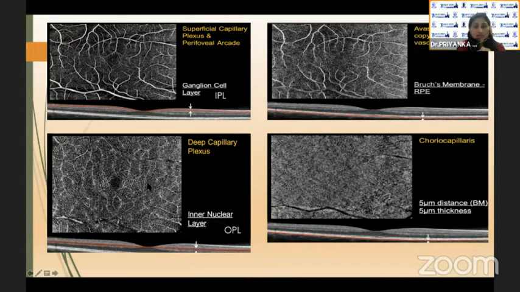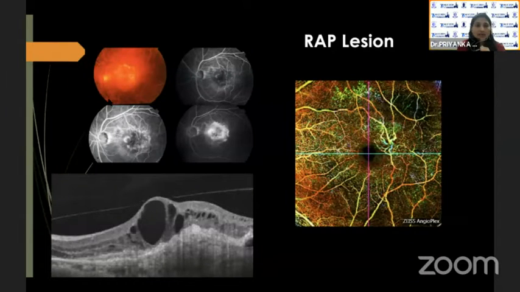But the beauty comes out when we try to understand the pathology on an en face visualization. So I have taken an example of RAP. This is a color photo. This is a fluorescein angiography, which is showing a leakage in the later frames. Then we have this OCT, which is showing this outer retinal edema, cystic spaces, and the vascular complex over here. Then this is a color-coded OCTA map, which is showing this retinal anastomosis.